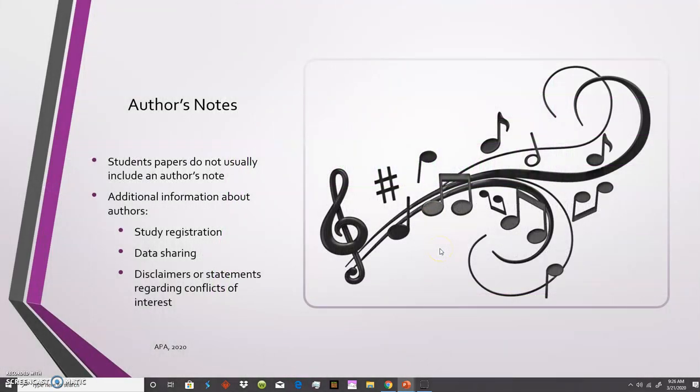Now, the author's note. This is not required for students, but again, check with your instructor to see if they would like an author's note on their title page. So what is it that's in the author's note? You will have the study registration information, data sharing, and a disclaimer or statement regarding any kind of conflict of interest noted in the author's note on the title page. Again, most of the time this is used for manuscripts that have been sent out for publication. For students, the author's note is not necessarily required, but then again, please check with your instructor.